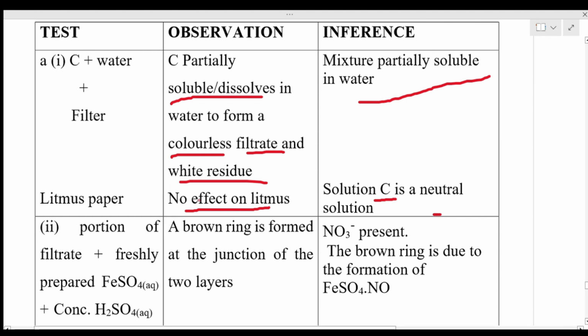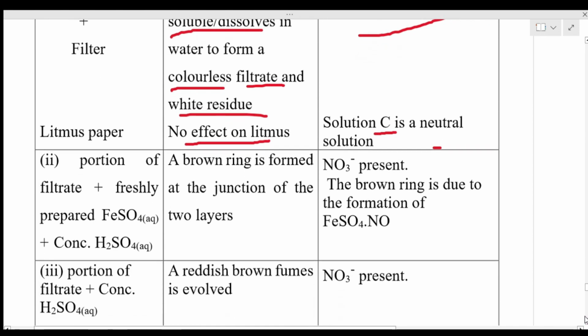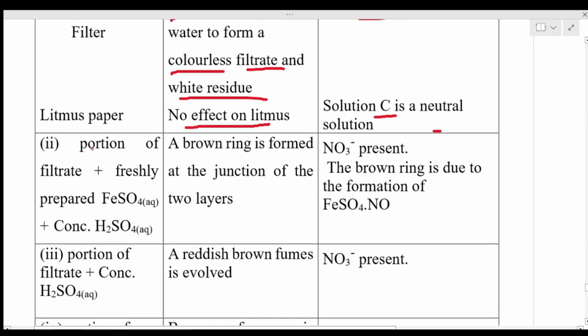Let's look at some likely approach, some likely approach that might work. If the WAEC comes in this way, you have filtrate, you have residue. Take a portion of the residue, or of the filtrate rather, and add freshly prepared FeSO4.